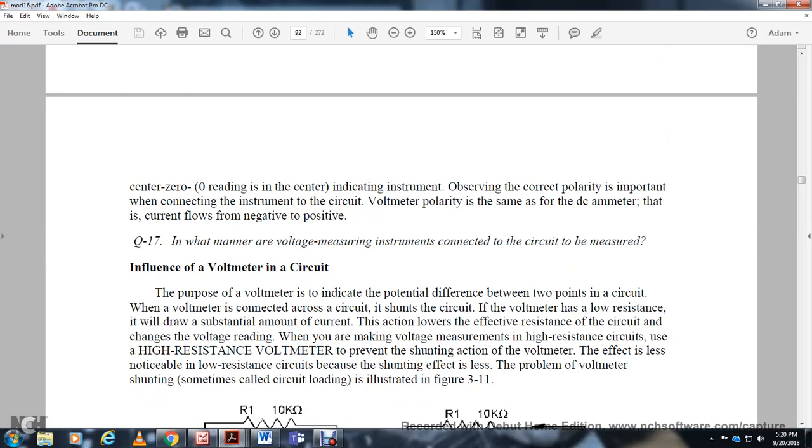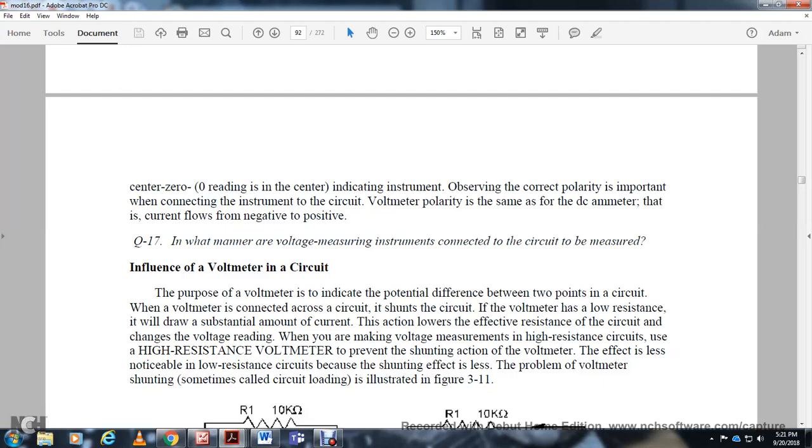Influence of the voltmeter on the circuit: the purpose of the voltmeter is to indicate the potential difference between two points of the circuit. If the voltmeter has low resistance, it draws a substantial amount of current, and the shunting action lowers the effective resistance of the circuit, making the voltmeter reading wrong. A high resistance voltmeter prevents this shunting action, and the effect is less noticeable in a low resistance circuit.